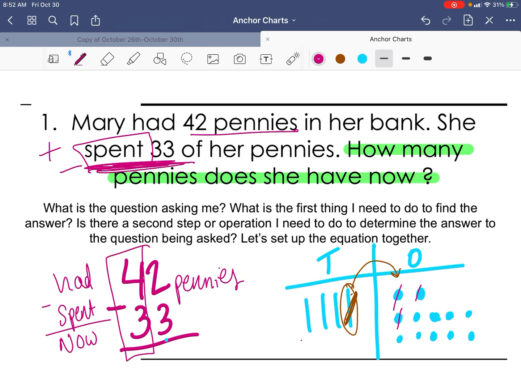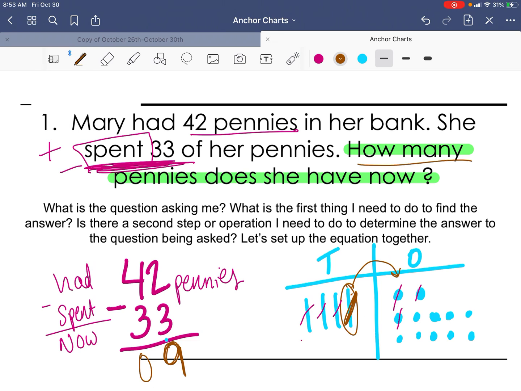We had our 4, and now we're going to take away 3. So let's take away 3 from our 10s. 1, 2, 3. Oh, there goes all of our 10s. All of our 10s are gone. Now let's count up how many 1s we have left. 1, 2, 3, 4, 5, 6, 7, 8, 9, and no 10s. So I have 9 1s left, and then of course 0 10s.